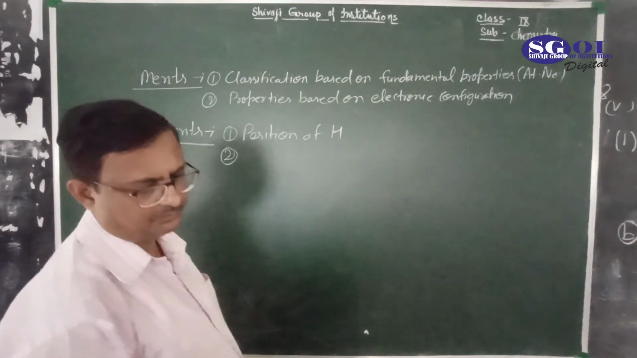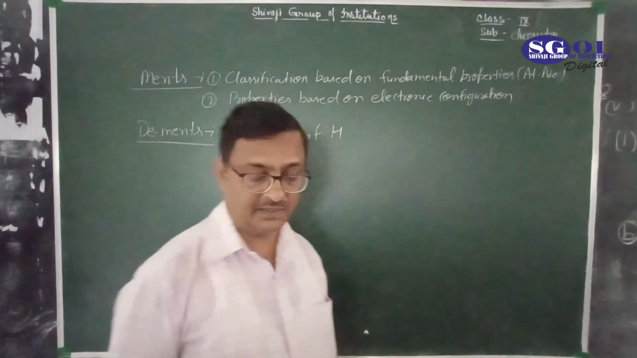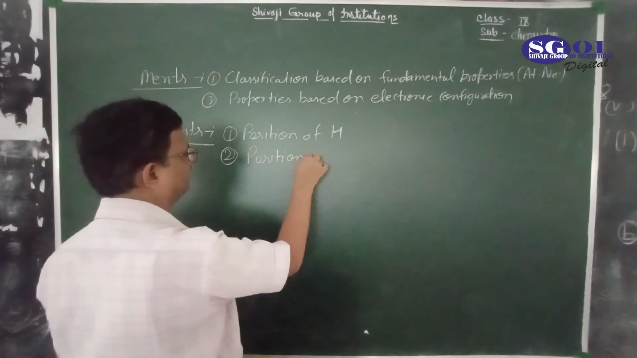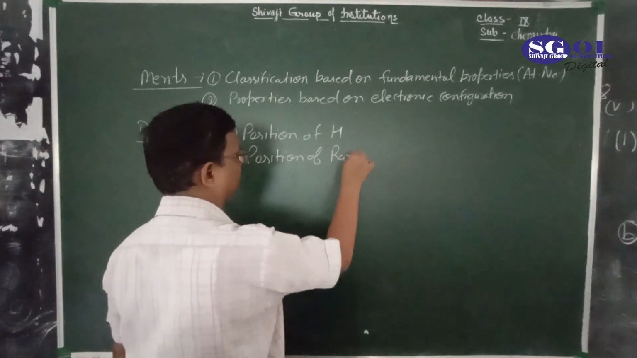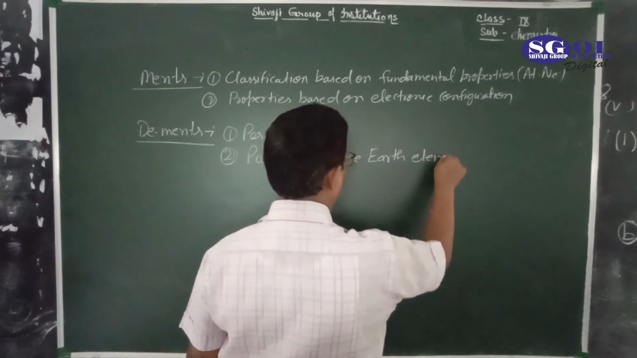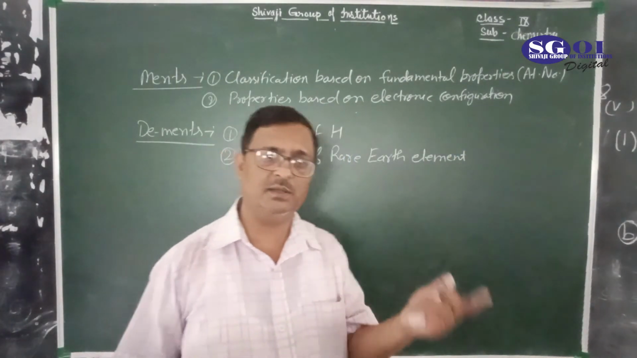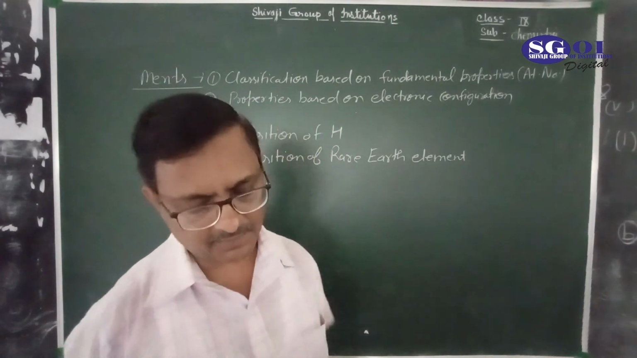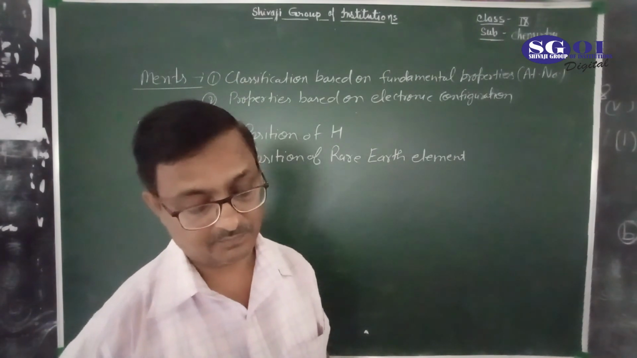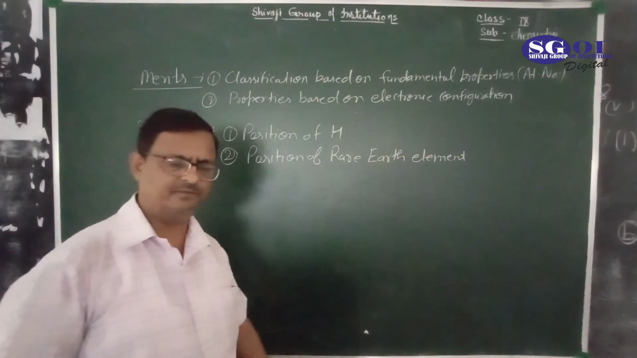Second one is the position of rare earth elements. These are lanthanide and actinide. Why are these elements placed outside the periodic table? There is no answer. Okay, and the arrangement is unable to reflect the electronic configuration. Basically these two demerits are mainly important for you.